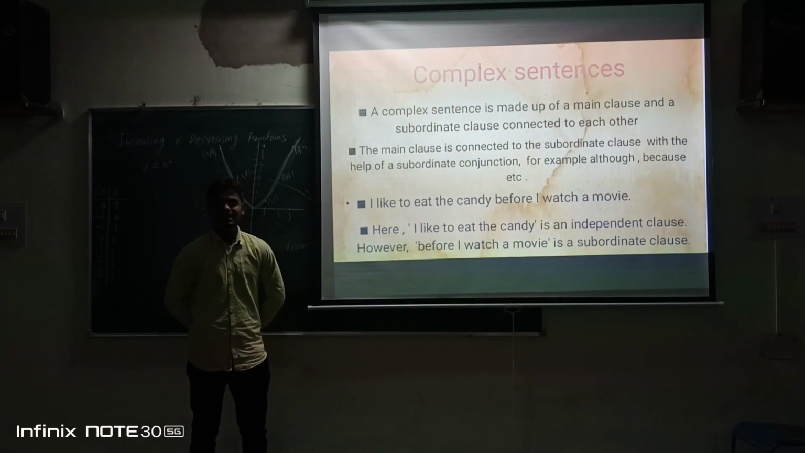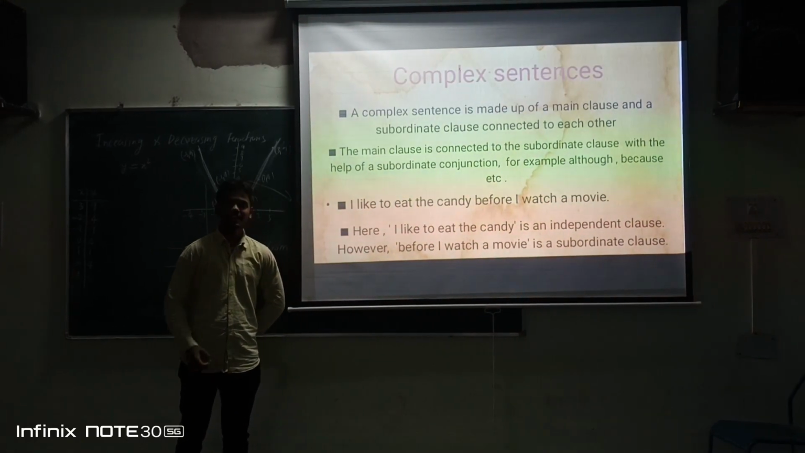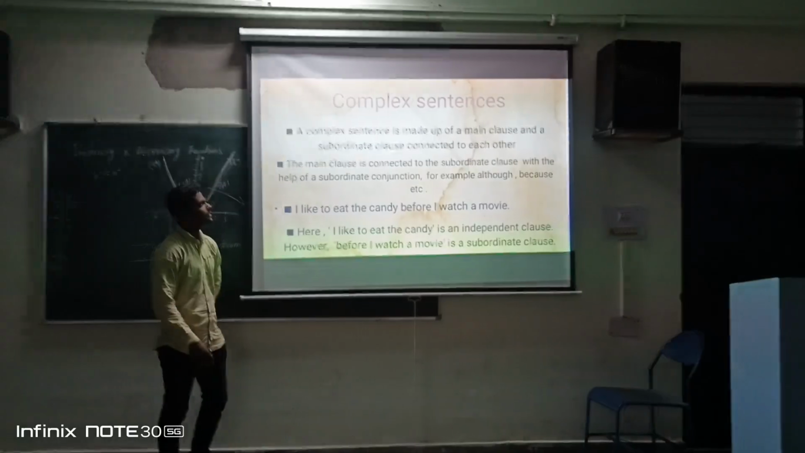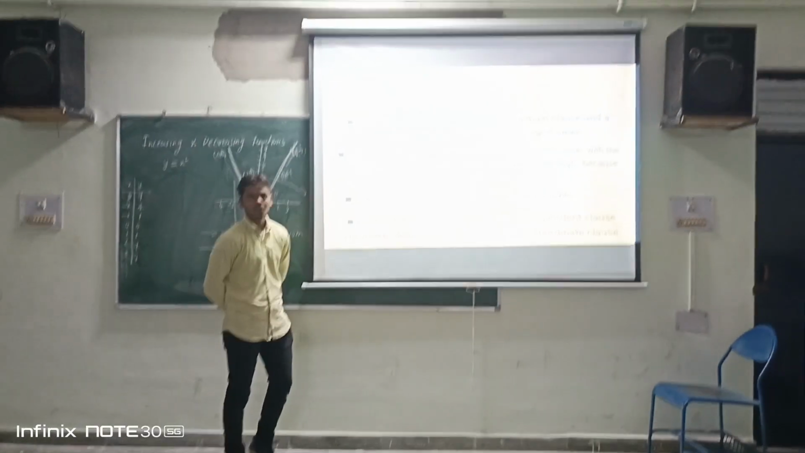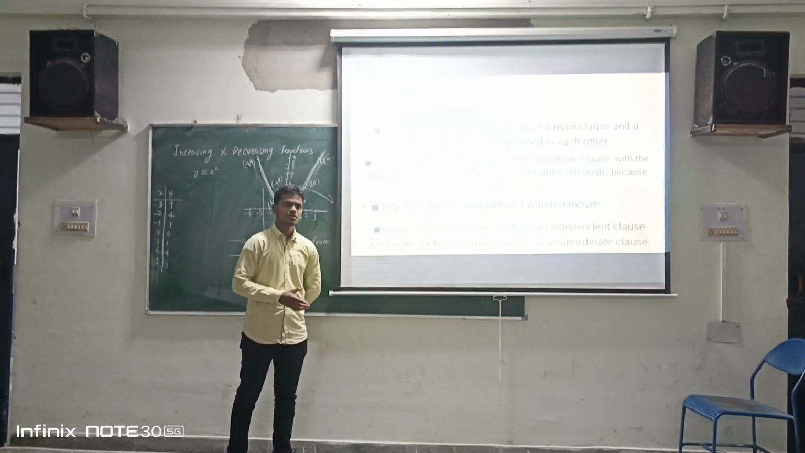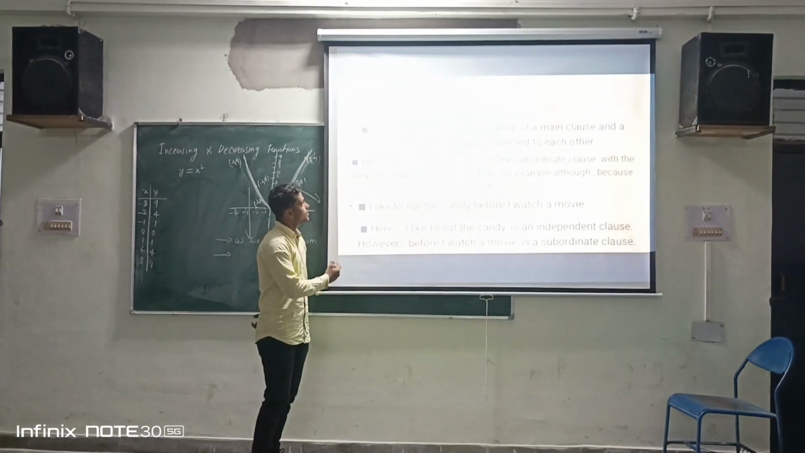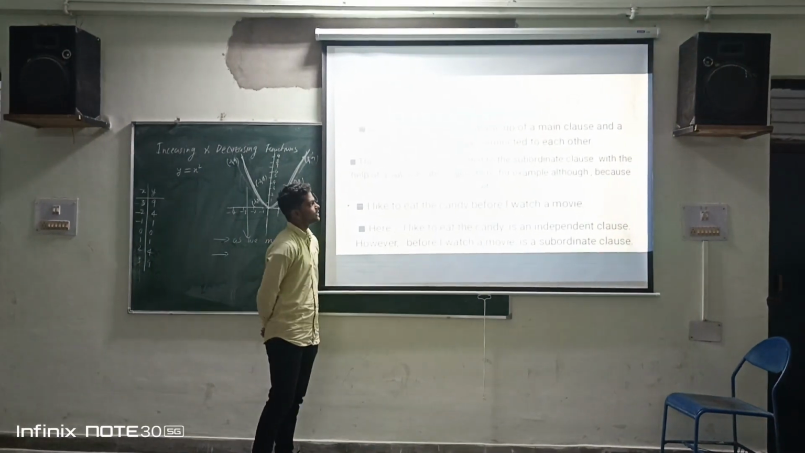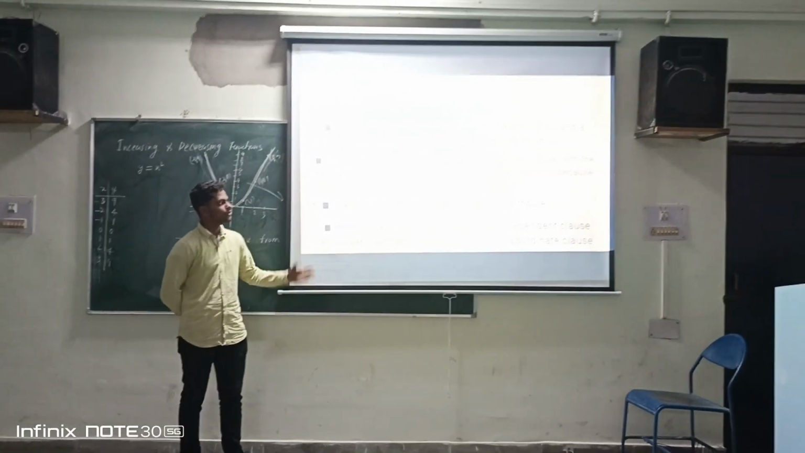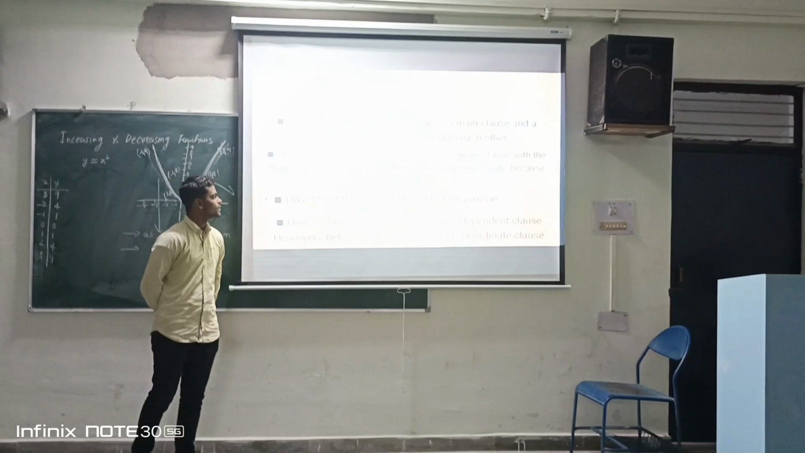Main clause is a complete clause and it is also called an independent clause. It makes a complete sentence in itself. And subordinate clause is also called a dependent clause and it is dependent on the main clause to complete itself. The main clause is connected to the subordinate clause with a subordinate conjunction like though, although, because, etc.